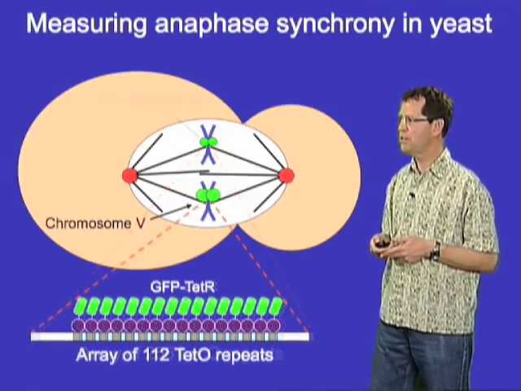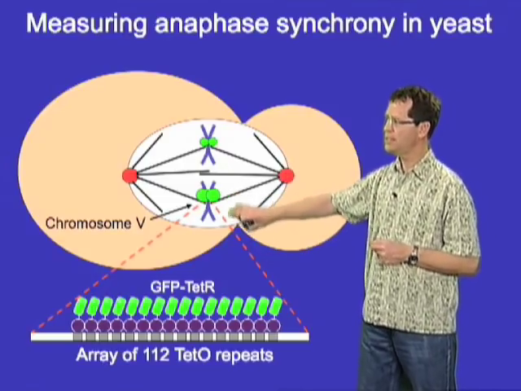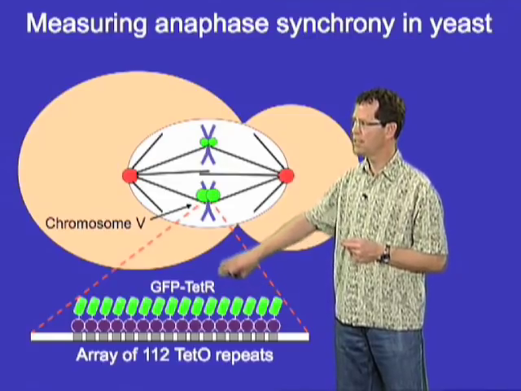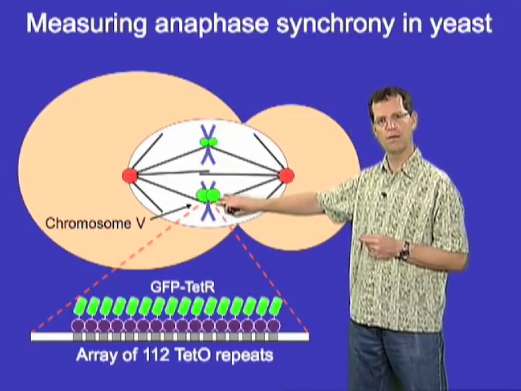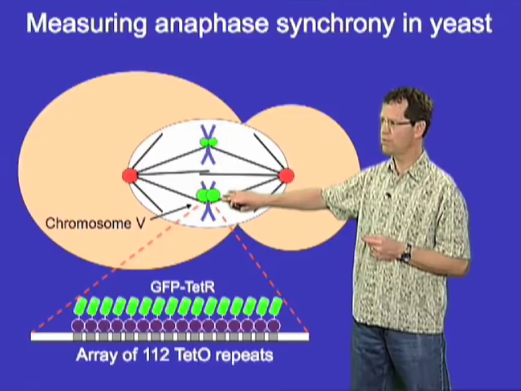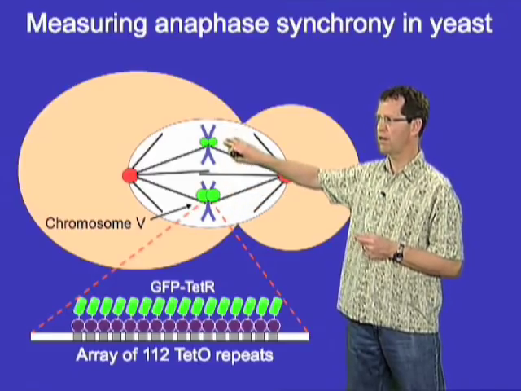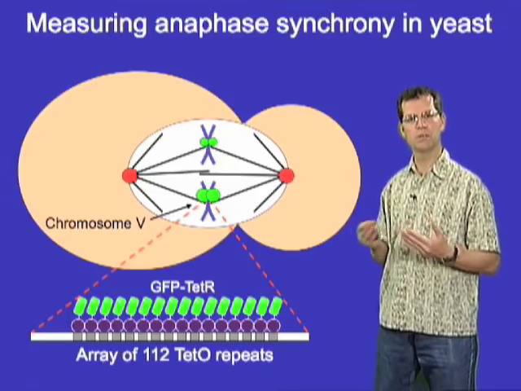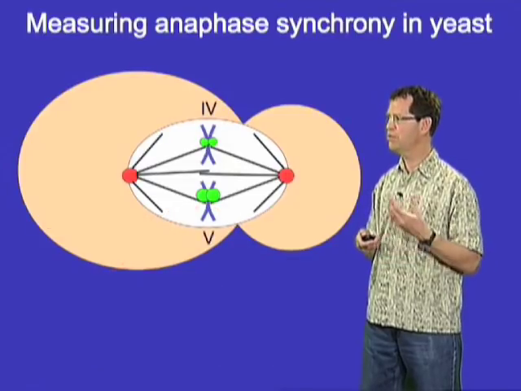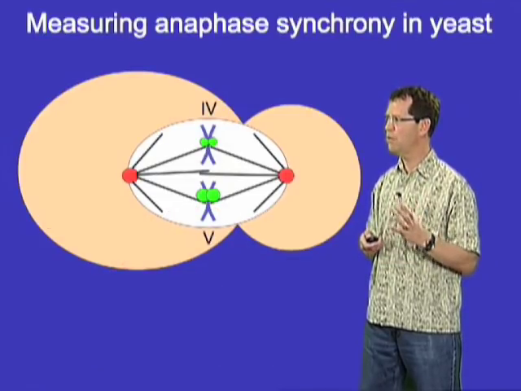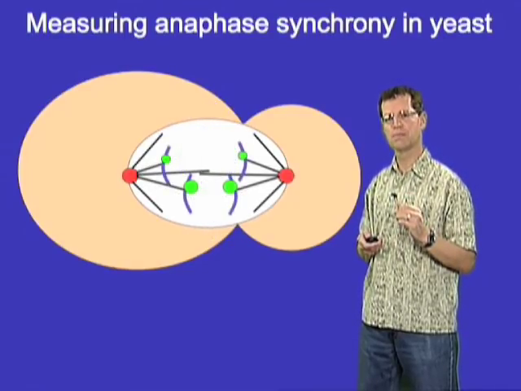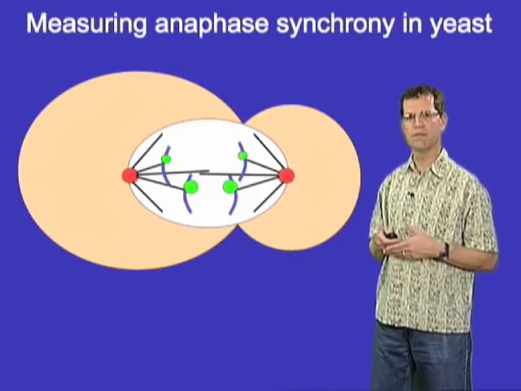Likewise, we labeled another chromosome, chromosome 5 as well, and in this case we used TET operator repeats and expressed in the cell a GFP-tagged version of the TET repressor, and that results in a green fluorescent dot on chromosome 5. And as I've indicated here, basically fortuitously, it turned out that this chromosome 5 green fluorescent dot was much brighter than the dot on chromosome 4, and that actually allowed us to distinguish between the two chromosomes in our experiments. And so what we've created is a yeast strain in which we have two different chromosomes labeled with green fluorescent dots, and now what we do is use microscopy to measure the relative timing of the separation of those two chromosomes as an indication of anaphase synchrony.